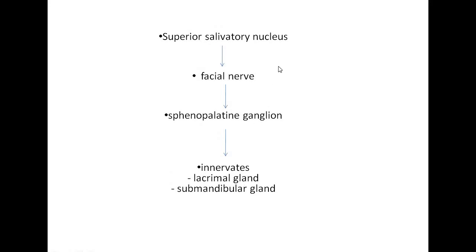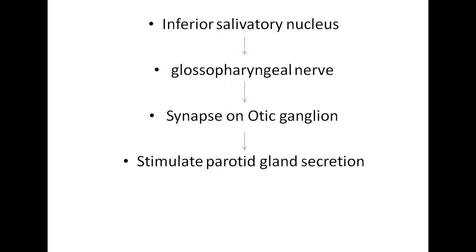Superior salivatory nucleus, through the facial nerve, synapses on the sphenopalatine ganglion, innervating the lacrimal gland and the submandibular gland, and causing them to increase their secretion. The inferior salivatory nucleus, through the glossopharyngeal nerve, synapses on the otic ganglion and stimulates the parotid gland secretion.